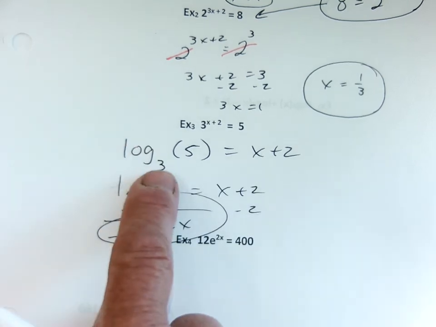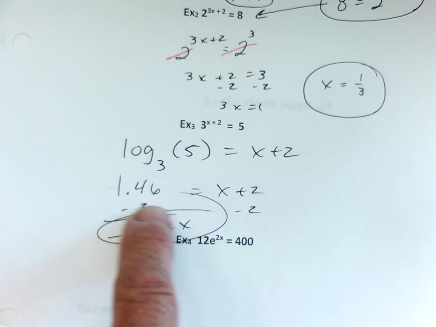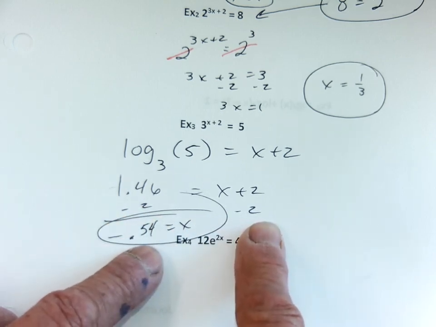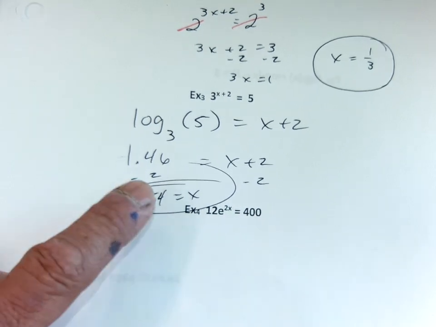So I did my calculator. I got a 1.46. I went minus 2, I got a negative 0.54. Thumbs up on that? Okay, now, example 4.